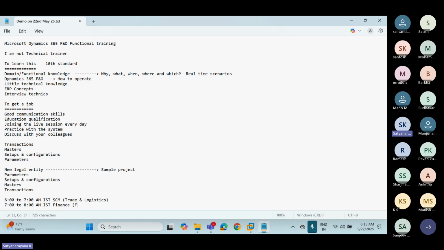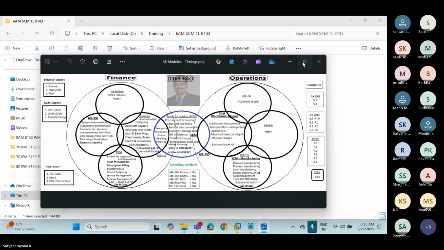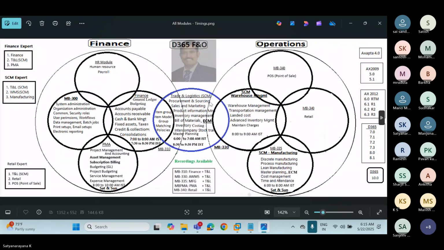People will use the word F&O, but F&O is not the module name. F&O is the application name. But people are pronouncing it that way, and that is the reason I'm using the word F&O. F&O is not one module. If I open this one, this entire thing is F&O.